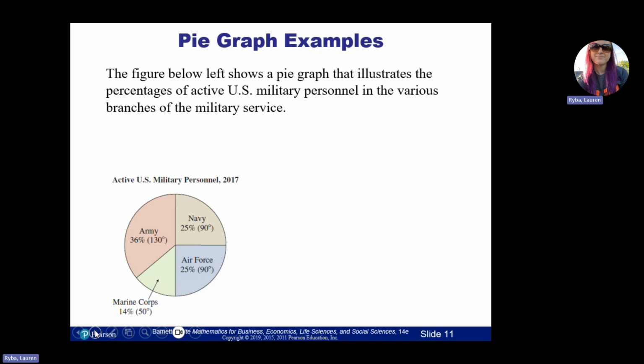Here is a pie graph showing active U.S. military in the year 2017. The larger the pie section, the larger the percentage. You can see in this one that it gives you both the percentage as well as the degree of a circle. So a circle is 360 degrees. So a quarter of that is 90. And then that's how they got the other ones there. 36% of 360 is 130 degrees, and 14% of 360 is 50 degrees.